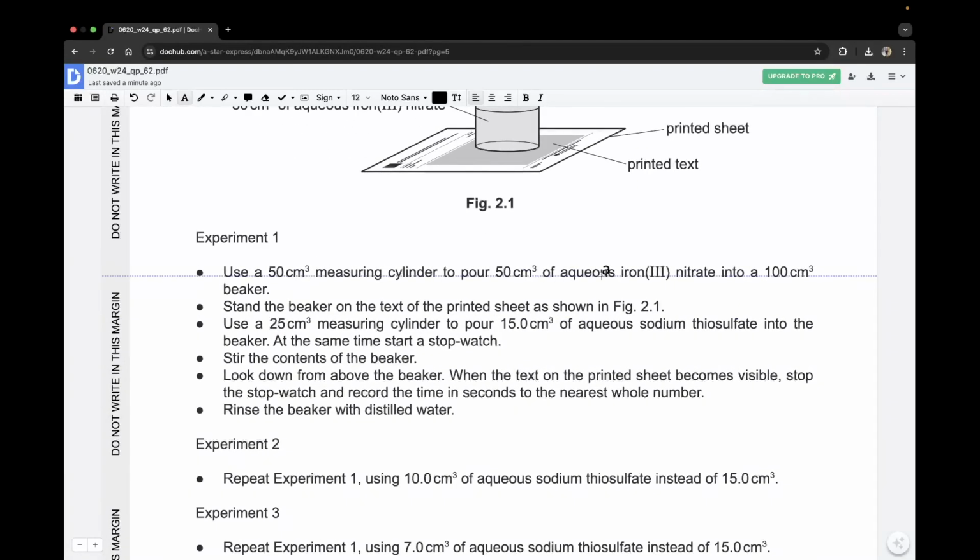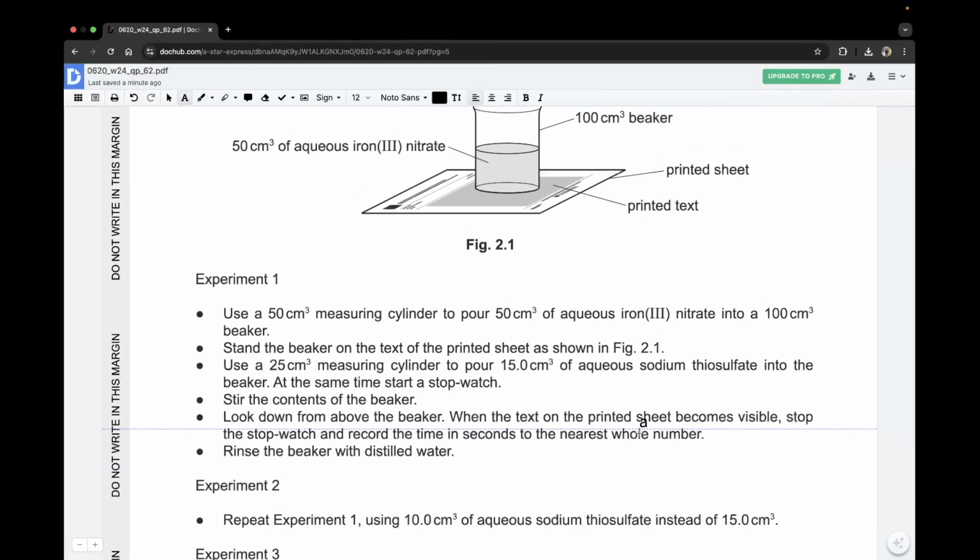50 centimeter measuring cylinder into a 100 centimeter beaker. So this time start a stopwatch to the current of the beaker. When the text on the printed sheet becomes visible, stop the stopwatch and record the time in seconds to the nearest whole number, and rinse the beaker with distilled water. Right, so this is a case where we are looking at when the printed sheet becomes visible, not obscured. When it becomes visible, that means the reaction is over and we can stop the stopwatch. And that's how the rate of reaction is being measured.